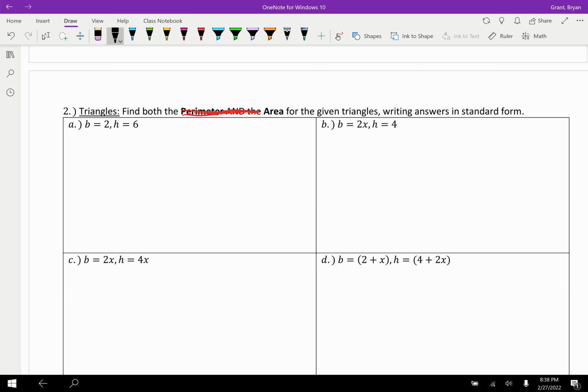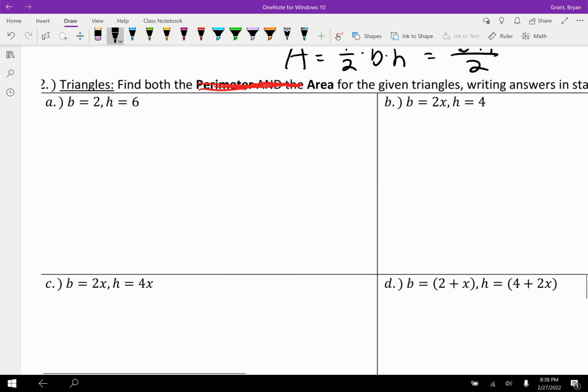Okay, so area equals, I'll remind you up here, I like to put the 1/2 out front. 1/2 times the base times the height. Some people put this over 2 though. I like multiplying by 1/2 instead of dividing by 2. It's up to you. So let's start with our first one.